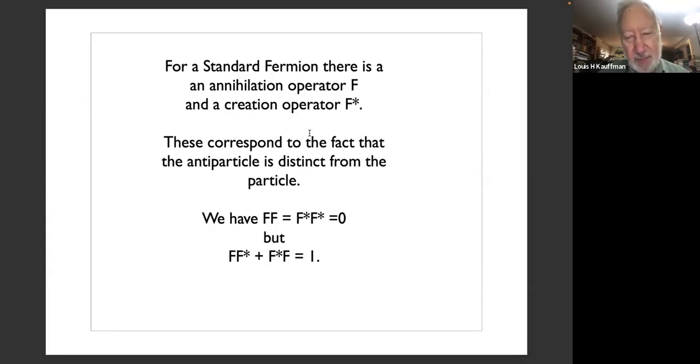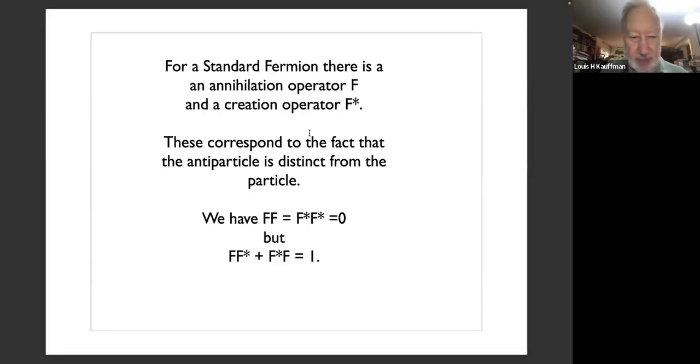And I'm not motivating this very well for you because of time considerations, but you can think of FF equals zero and F star F star equals zero as corresponding to the Pauli exclusion principle, which says that two fermions in the same state don't exist together. And the other one is that these are two ways of creating, FF star and F star F. The two ways add up to one. So that's the algebra of a fermion.